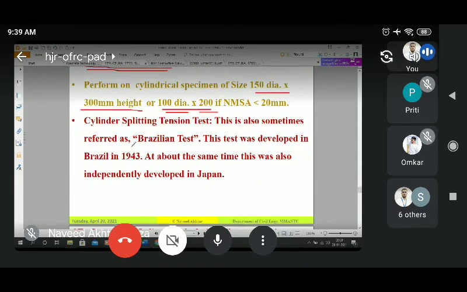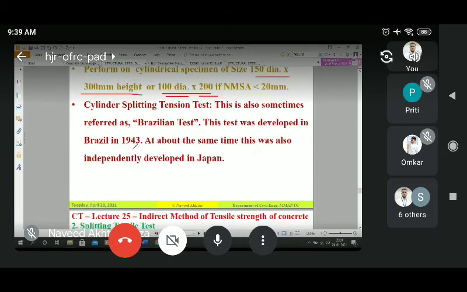For nominal maximum size aggregate less than 20 mm, the cylindrical splitting test is also known as the Brazilian test sometimes, because it was first developed in Brazil in 1943, and about the same time it was also independently developed in Japan. So generally this test has been used from 1943, for many decades, and after a few more years you can say it will be centuries.